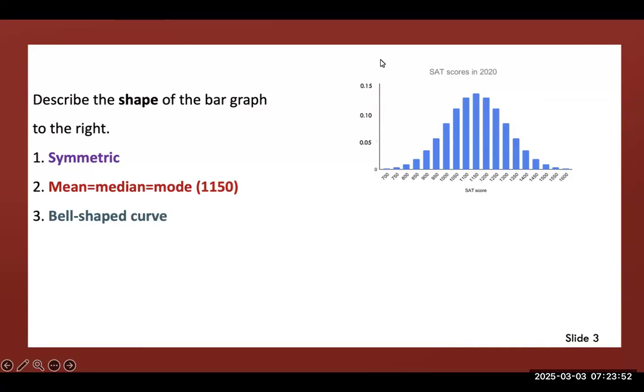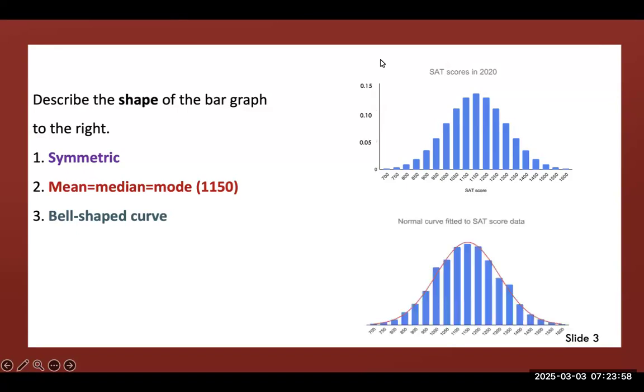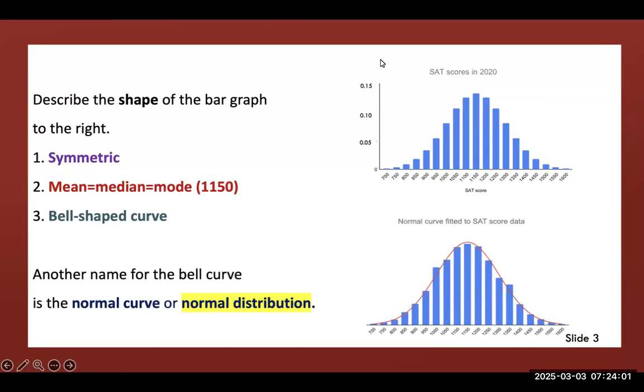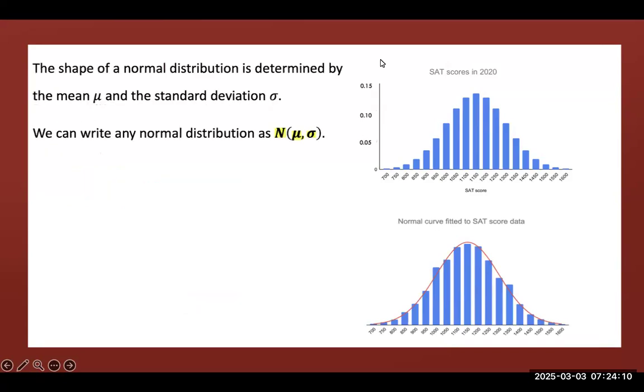It also has a bell-shaped curve. A bell, like a bell you ring, it takes on that shape. Another name for the bell curve is the normal curve or the normal distribution. These all mean the same thing. The shape of a normal distribution is determined by its mean and the standard deviation. Remember, we talked about mean and standard deviation in an earlier chapter. This is the population mean and the population standard deviation. So the mean is the center of the graph, and the standard deviation describes how things are spread out.